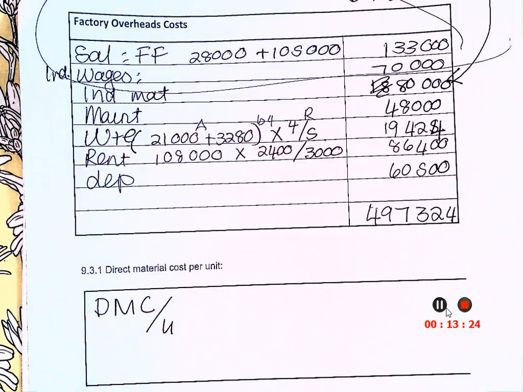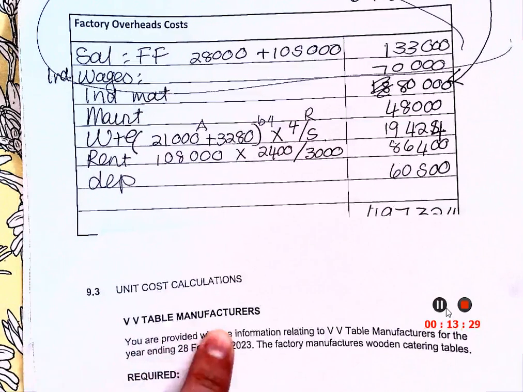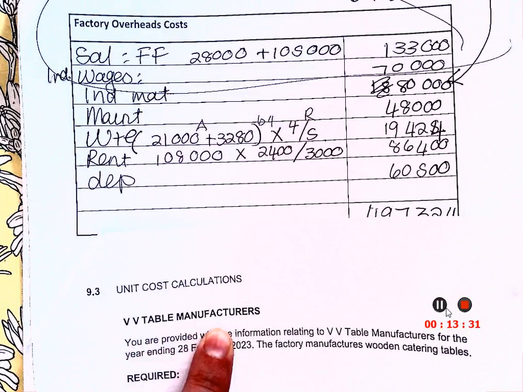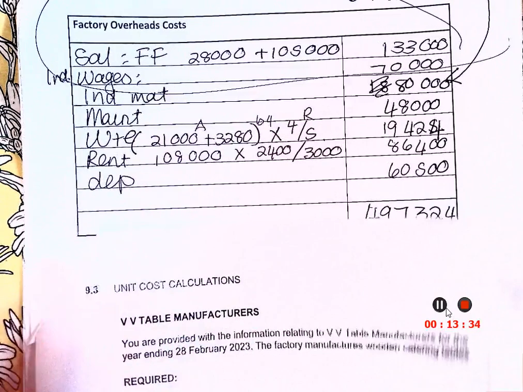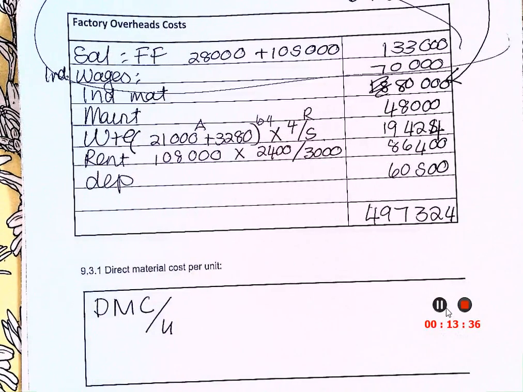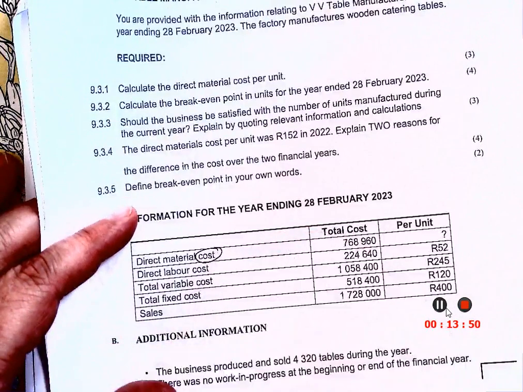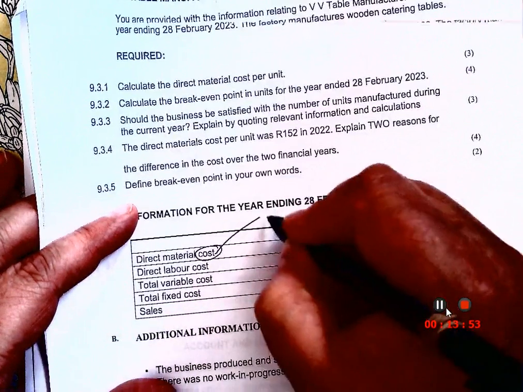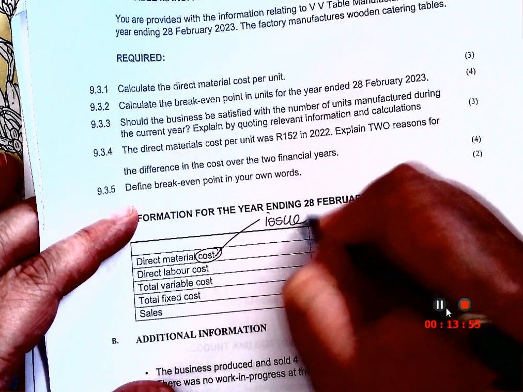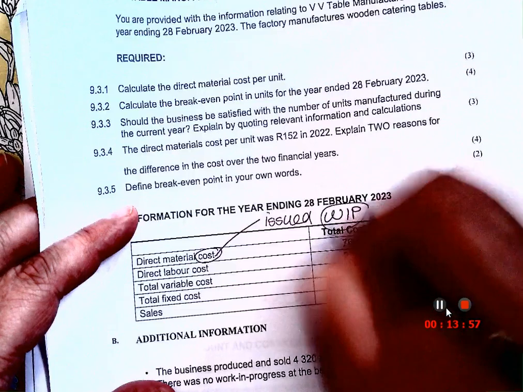Usually these things is a separate case study. And now it's VV table manufacturers. Okay. So now if I see you are provided with the info relating to VV table manufacturers, the factory manufactures wooden catering tables. Calculate the direct material cost per unit. So you want to see the direct material cost. Remember, the direct material cost is the part that is issued to the work in process. Né? That's the amount in work in process.